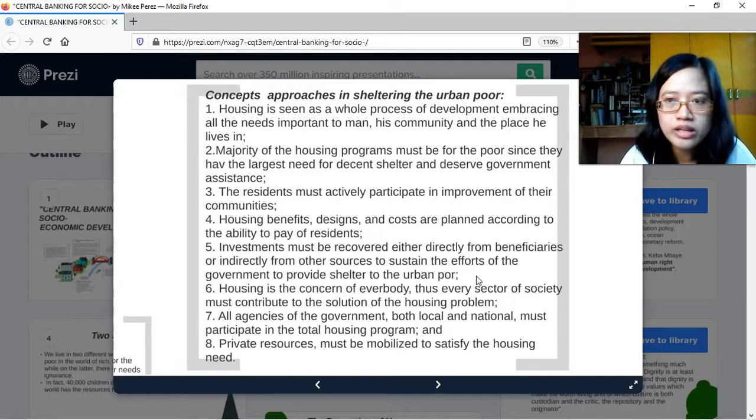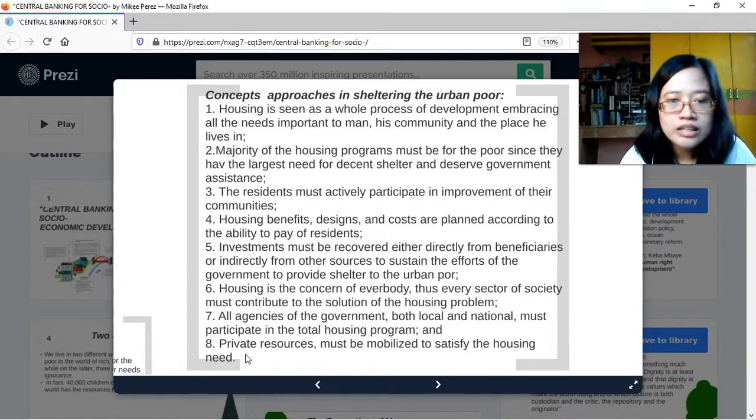Okay, they don't want to make it a dole out, but yes, housing is the concern of everybody, thus every sector of society must contribute to the solution of the housing problem. All agencies of the government, both local and national, must participate in the total housing program. But we have the NHA, right? National Housing Authority. They do have programs, but I haven't heard much about their programs.